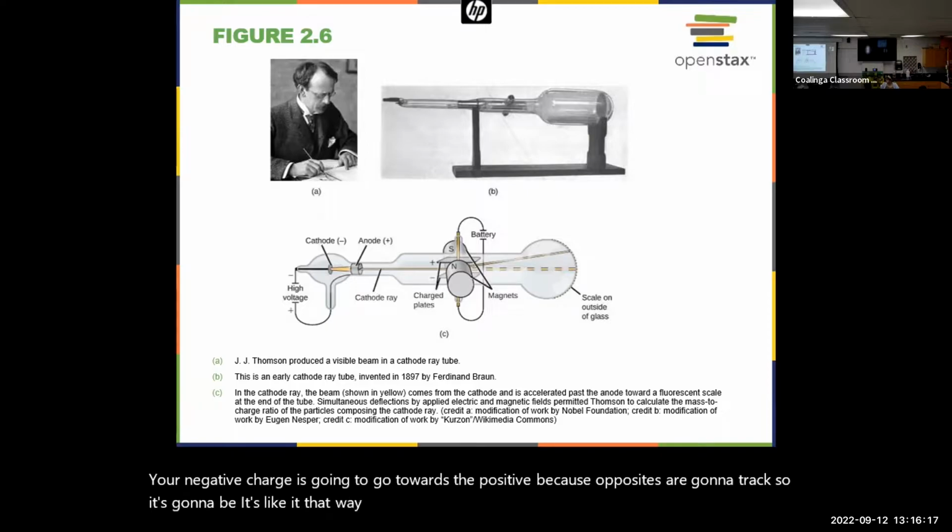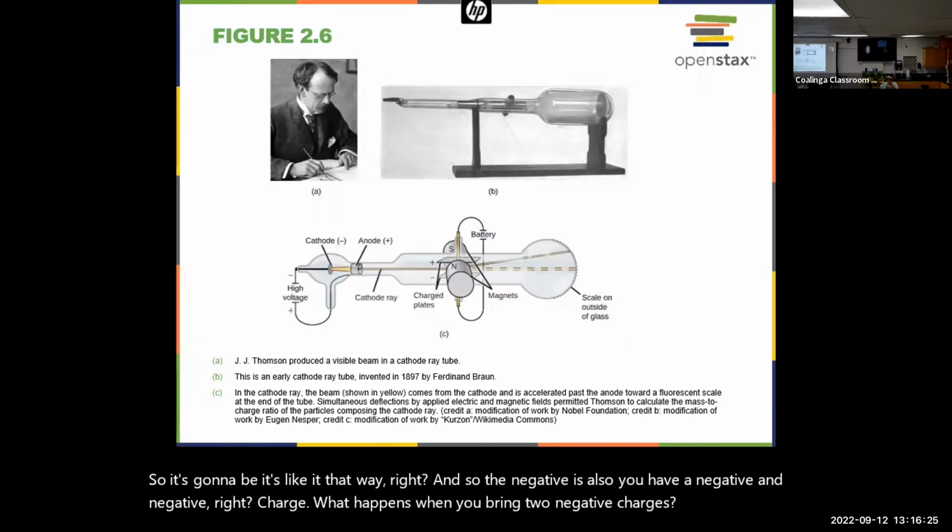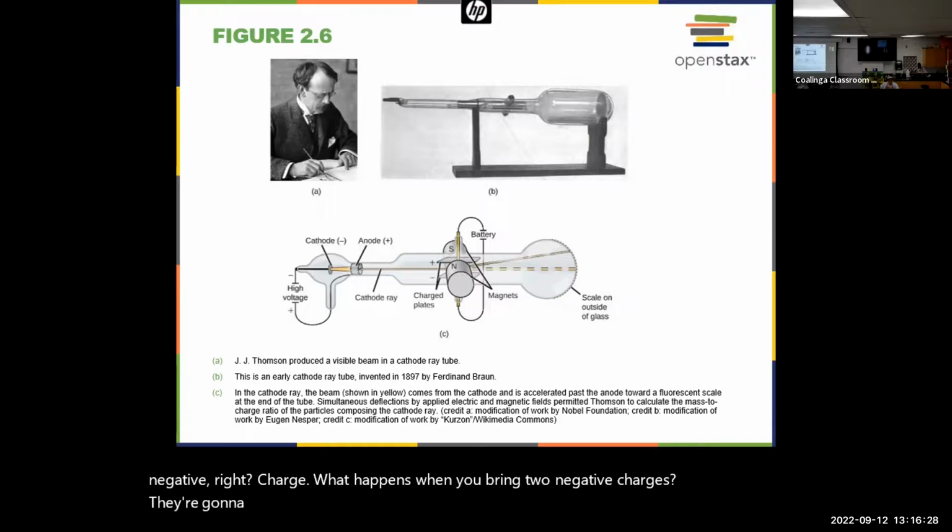And so if you have a negative and negative charge, what happens when you bring two negative charges together? They're going to repel. That's right. They're going to repel from each other. Okay, so we know that opposites attract, right? Kind of like relationships, right?